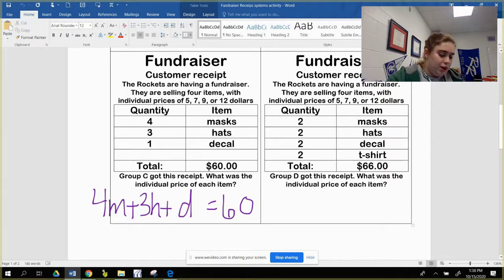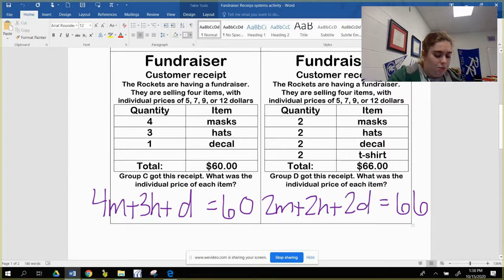Okay, now let's look at the very last one. So we have a total of $66, so equals 66. All right, and then the first thing we have is 2 masks, so 2M, plus 2 hats, 2H, plus 2 decals, so 2D. And then we have one more new variable, right? So we have 3 already like the last one, but now we have another one. So 2 t-shirts, we're going to write plus 2T.